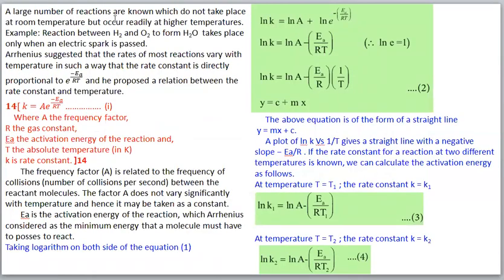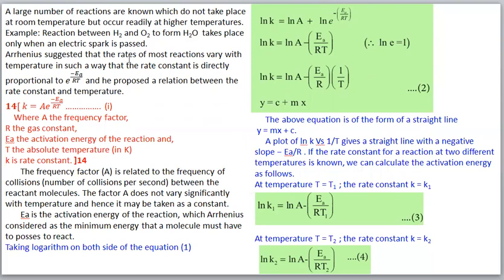A large number of reactions are known which do not take place at room temperature but occur readily at higher temperatures. For example, the reaction between hydrogen and oxygen to form water takes place only when an electric spark is passed. At room temperature, hydrogen and oxygen cannot combine to form water, but at a higher temperature, that means in the presence of an electric spark, the reaction takes place.